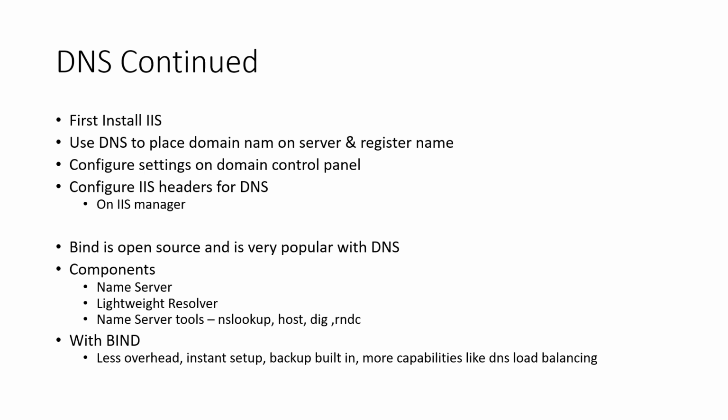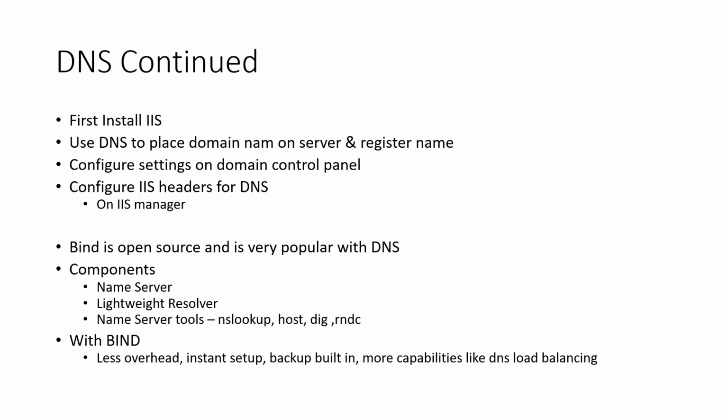Next we have DNS continued. This is sort of installation. First for IIS, you would want to install IIS and then use DNS to place the domain name on the server and make sure to register that name. Then we will want to configure the settings for DNS on the domain control panel, and also configure IIS headers for DNS using the IIS Manager tool.